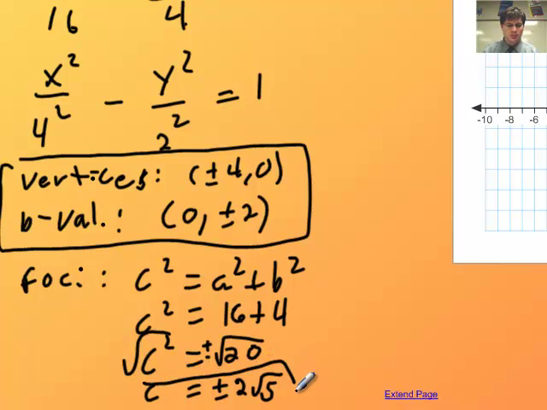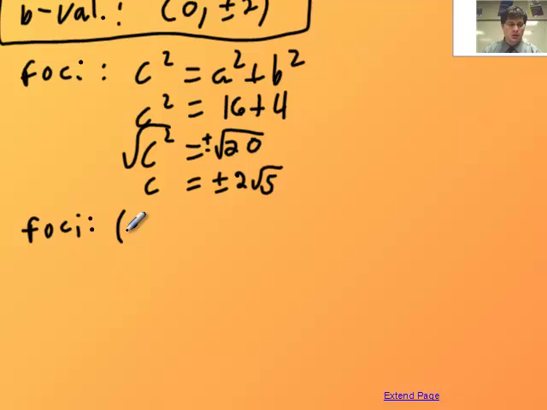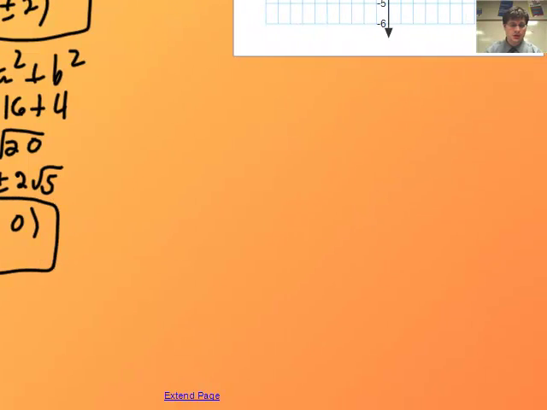Let me write that as points first. On the same axis as the vertices, so it's going to be plus or minus 2 square root 5 and 0. And then I'll box that in.